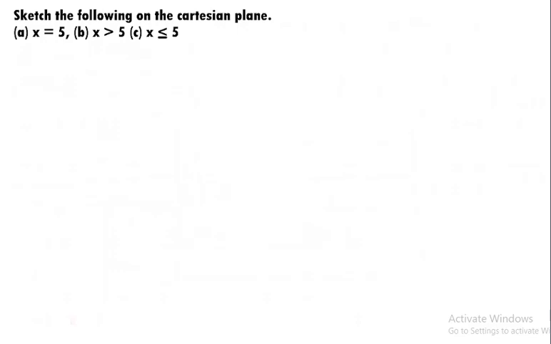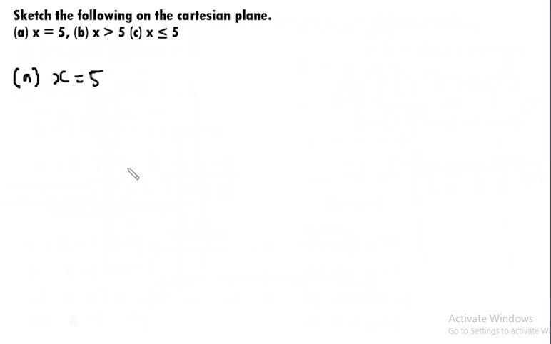In this video, we're going to talk about the graphical representation of linear inequalities on a Cartesian plane. We already have examples on the screen, which is sketch the following on a Cartesian plane. The first example says we should sketch x is equal to 5 on a Cartesian plane. Sketching x is equal to 5.